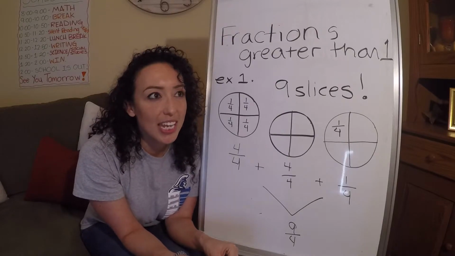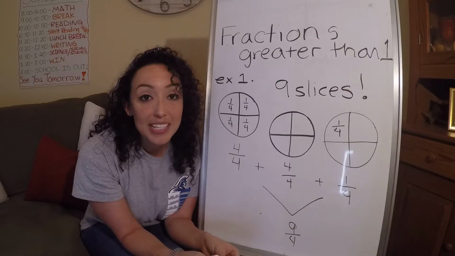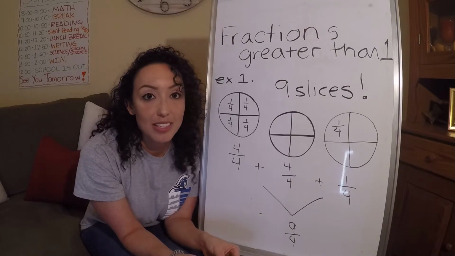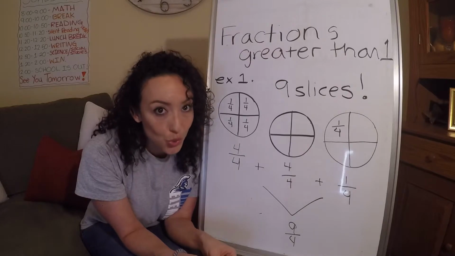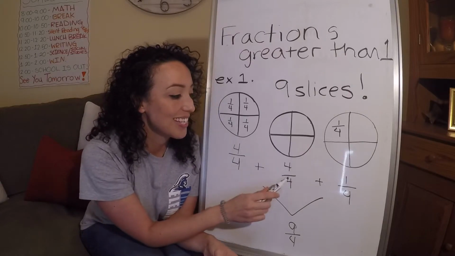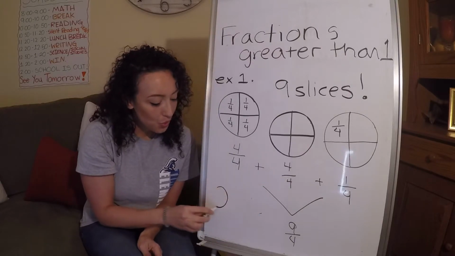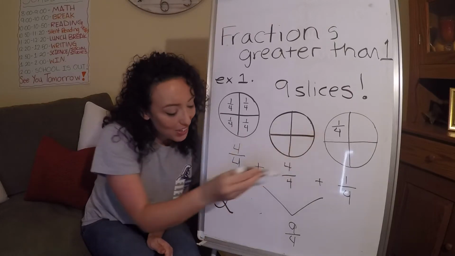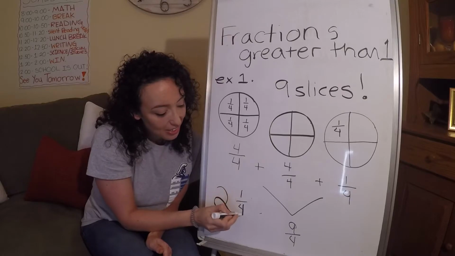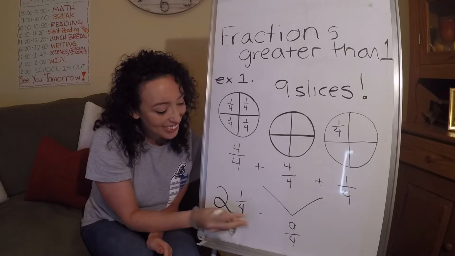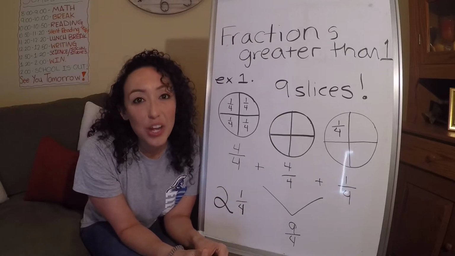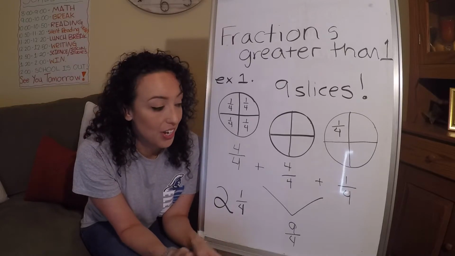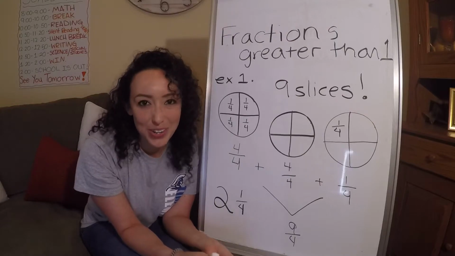So let's go back to the question. The question said, how many whole pizzas do you have? Well, 9 slices is 2 whole pizzas. 2 whole pizzas and one little guy left. That one's for you. So I hope this helped you with drawing a representation of fractions that are greater than 1.